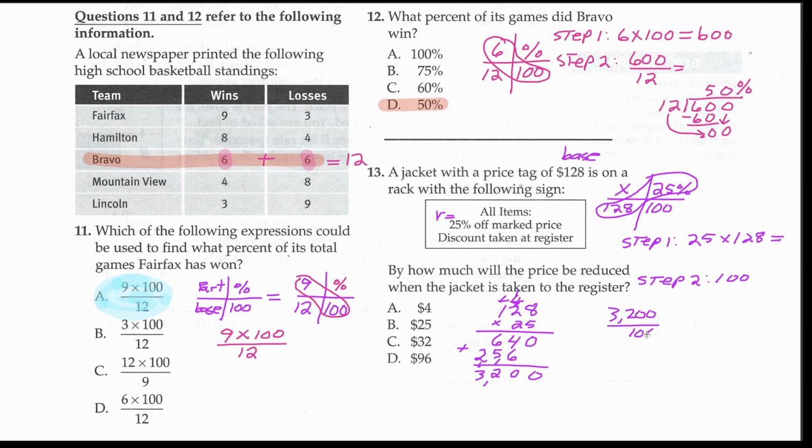Then step 2 said divide the answer of step 1 by 100. So I'm going to cancel out these 2 zeros. You see the last 2 zeros here? This one cancels with that. This one cancels with that. So at the end, I only have 32 left. That is $32 taken out at the register. So you should choose C for that. That's the end for this practice here.